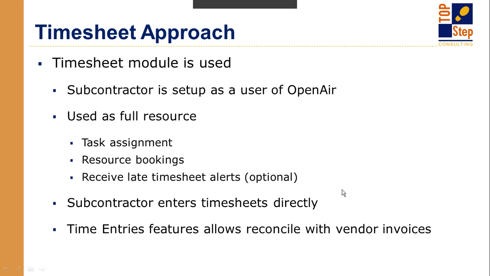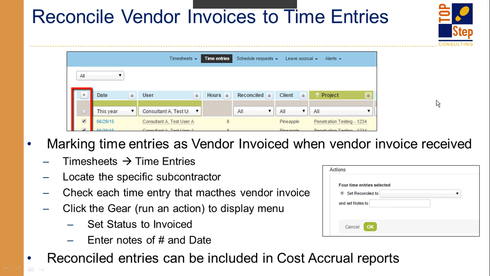The time entries feature actually allows a reconcile with vendor invoices. Now this is a very little known feature that exists in OpenAir that I don't know too many folks who have used this or who are aware of it, but it's a pretty nice feature. And that's this. If you're in the Timesheets module, you have this time entries link here at the top. And what that does is it shows you, as you would expect, every time entry that you have in the system. So this can be a massive list.